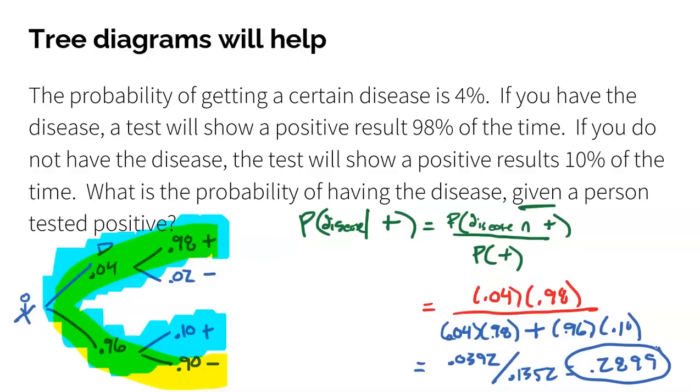So if you test positive, there's about a 29% chance that you have the disease. Now that may seem weird, and you say, well, wait a minute, you tested positive, you should have the disease, right? Well, no, because first off, very few people have the disease in the first place, and most people that test positive actually don't have the disease, because that 10% came from the much bigger 96%. So it makes sense that if you have a positive result, there's only a 29% chance you have the disease. So most doctors will probably say, hey, we need some further testing.